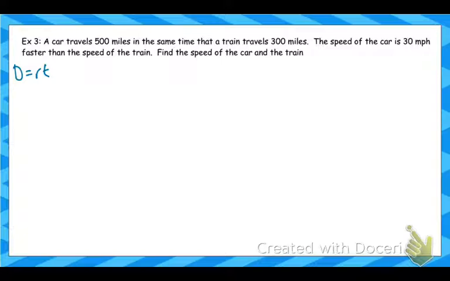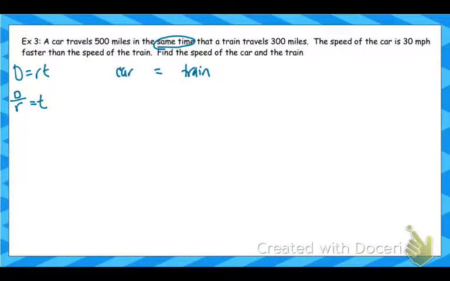Well, let's look at the information that we know. We know that the times are going to be the same. We don't know what that time is, but we know they're going to be equal. So if I want the car to be equal to the train, the times are what are going to be the same. So in this equation, I would divide both sides by r. Time is equal to distance divided by rate. Since the times are equal, the car's distance over rate is going to equal the train's distance divided by its rate.